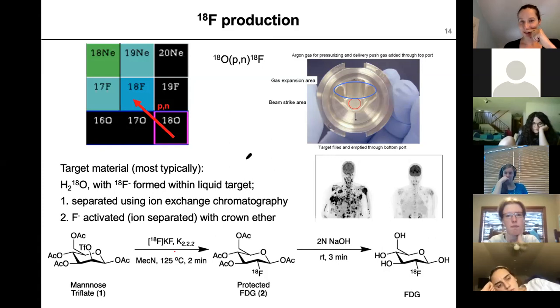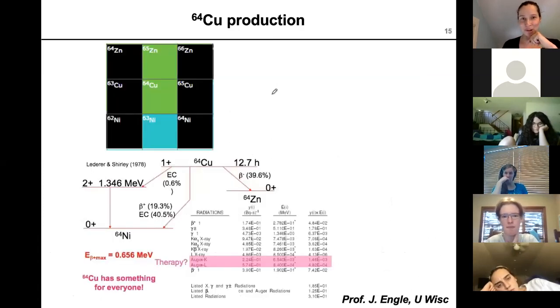No questions? Let's move on to metals, more fun with metals. So my lab's really interested in metals. The reason why radio metals are cool is because we can make a huge palette of different radioactive metal ions that have really interesting properties for nuclear medicine applications.